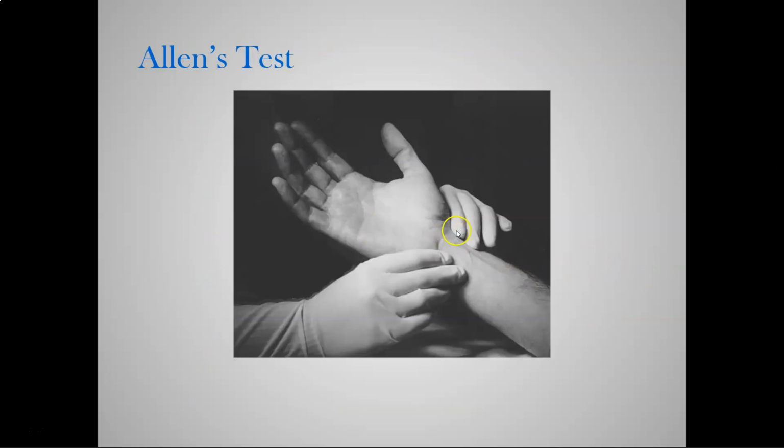This is the Allen's test. I'm going to ask you questions about the Allen's test. I'm going to ask you what it's for and why we do it. All we're doing is placing pressure, one side at a time, not both sides at the same time, on the right radial artery or the left radial artery here.